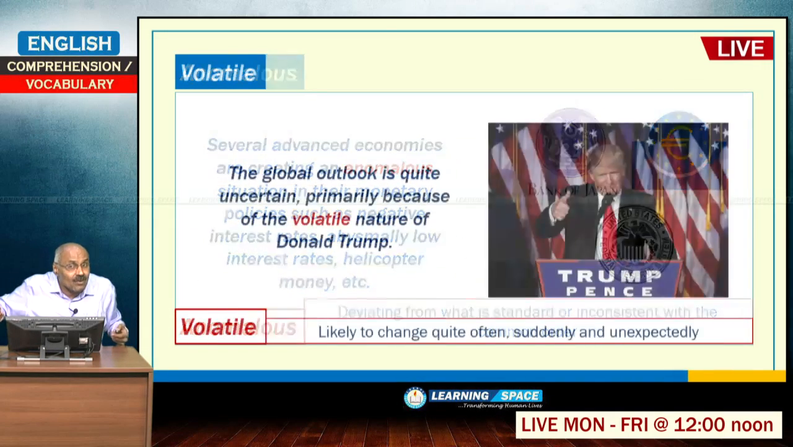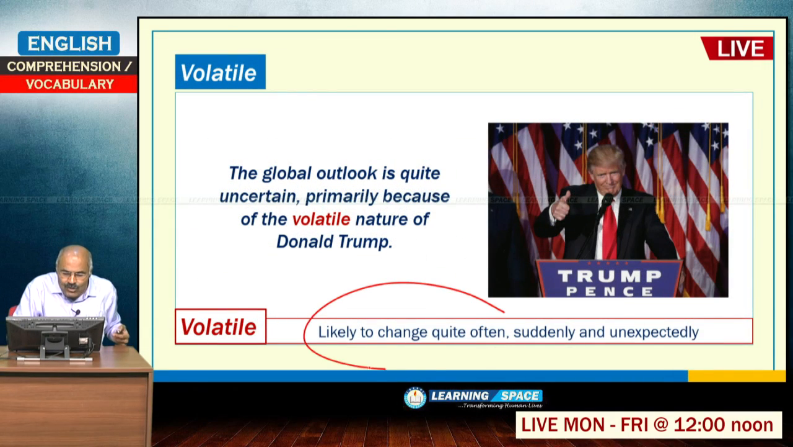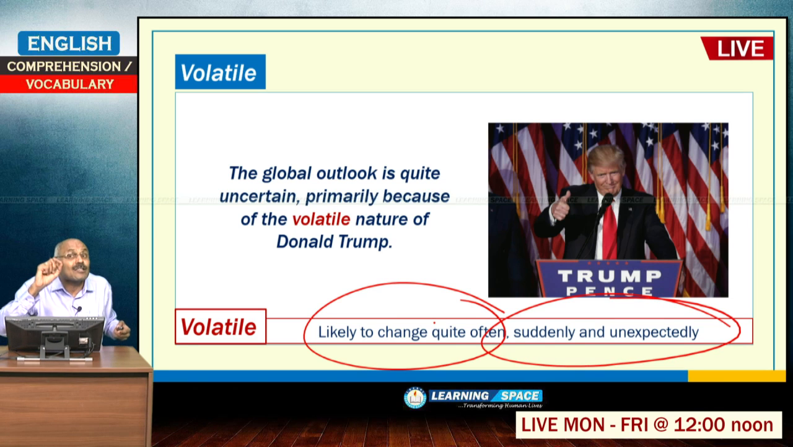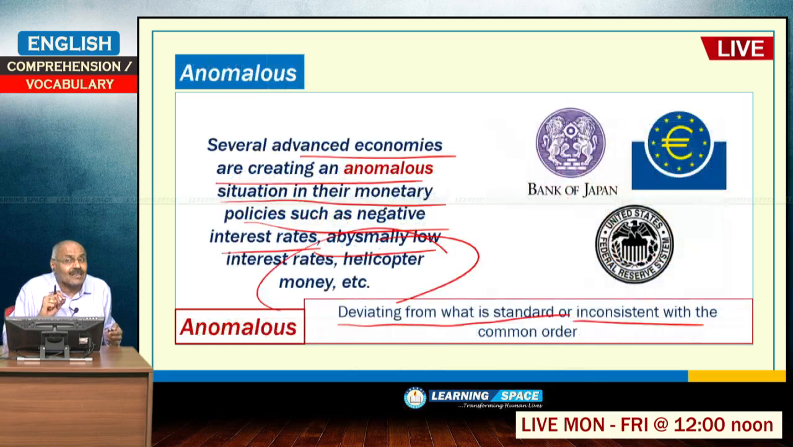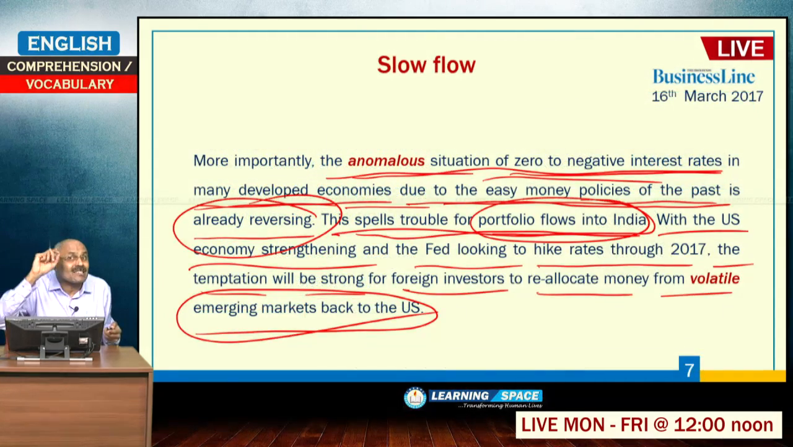What is the meaning of volatile? Volatile means likely to change quite often, suddenly and unexpectedly. Normally the situation in developing countries is volatile. If you look at the markets, after the advent of Donald Trump the global outlook is quite uncertain, primarily because of the volatile nature of Donald Trump. The volatile nature of Donald Trump means his unexpected and sudden behavior. So, volatile means unexpected or not stable. In that context this word is used.